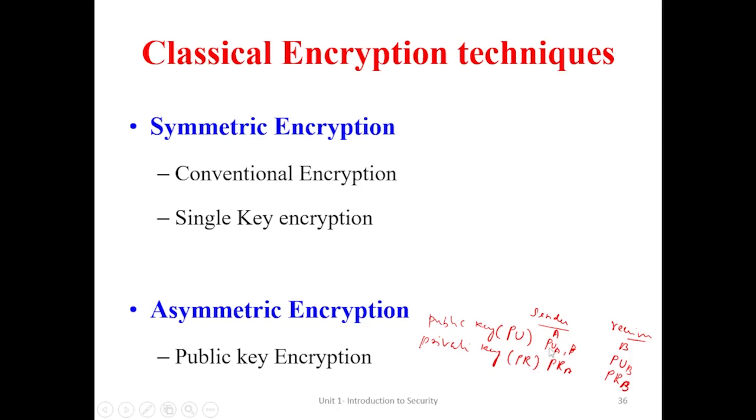The public key of the sender is PUA. The private key of the sender is PRA. The public key of the receiver is PUB. The private key of the receiver is PRB. So if the sender uses the private key for the encryption algorithm, the receiver may be able to use the sender's public key.